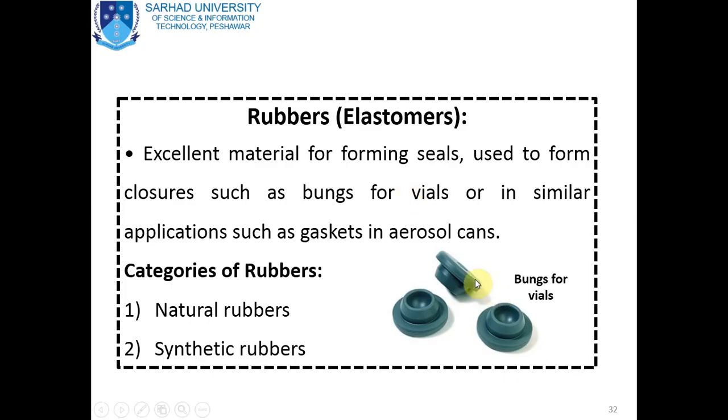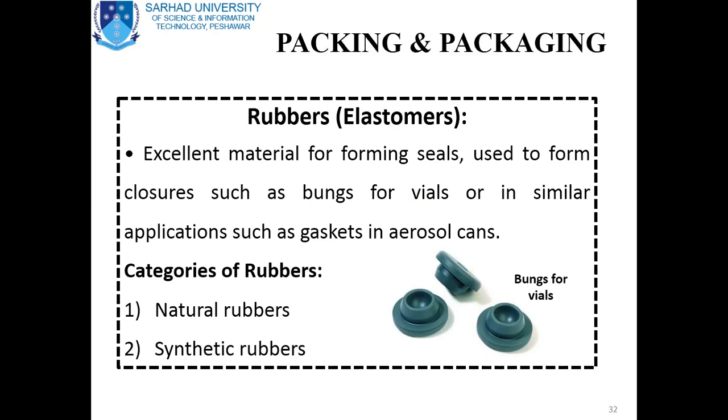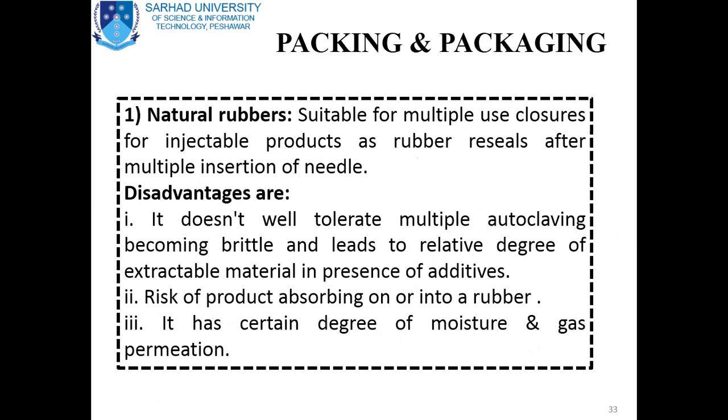As you can see on the screen, these are used in several applications such as gaskets and aerosol cans. The first one, natural rubber, is suitable for multiple-use closures for injectable products, such as rubber seals after multiple insertions of a needle. If we insert the needle and take the dose and are going to reconstitute, and for multiple use, the suitable one is the natural rubber material.